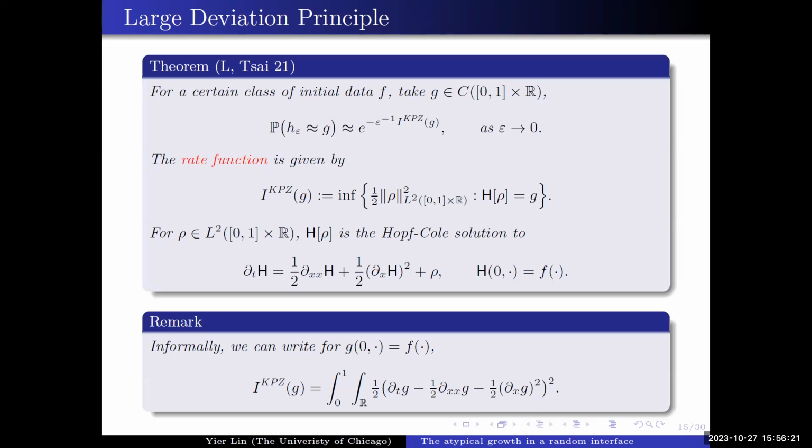What is inside the parentheses represents this: when you plug in the KPZ equation and do the subtraction, this is what you get from the noise. And when you look at the noise, the large deviation rate function is given by something like the L2 norm. That's why the rate function of the KPZ equation has some form like this.